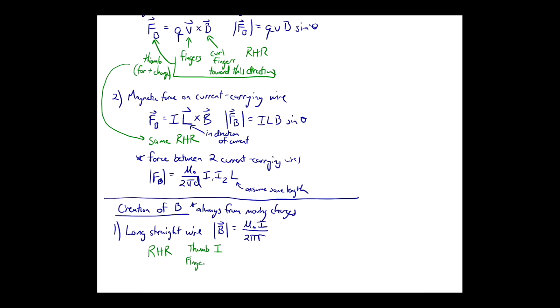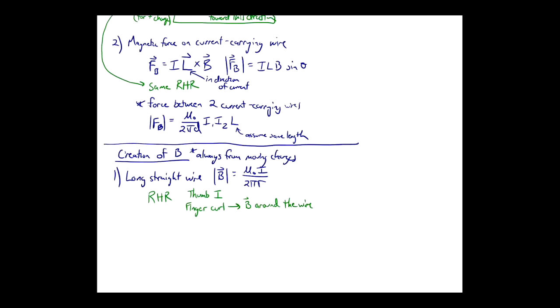And we'll say that finger curl, how's that? Gives you the direction of the magnetic field around the wire. If you put your thumb in the direction of the current, your fingers hopefully naturally curl in the direction of the magnetic field around that wire. If your hand works differently than that, my apologies. I don't know what to say. I'm sorry, I guess. Okay?